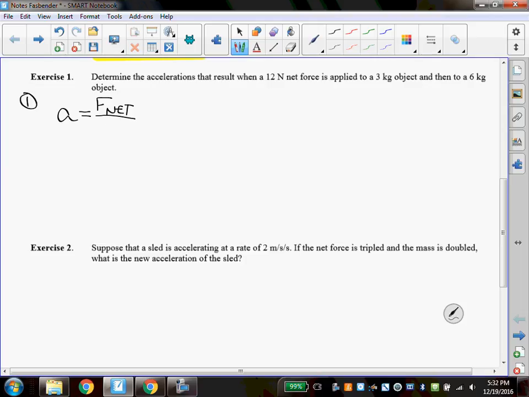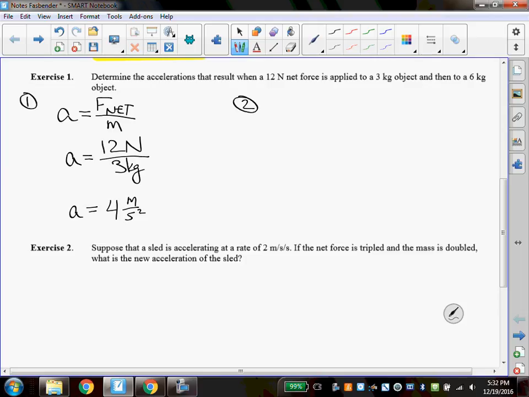So we are using acceleration equals F net over m. Now the force is 12 newtons, and first we are going to apply that 12 newtons to a 3 kilogram object. So using a little bit of mental math, we can see that the acceleration must be 4 meters per second squared.